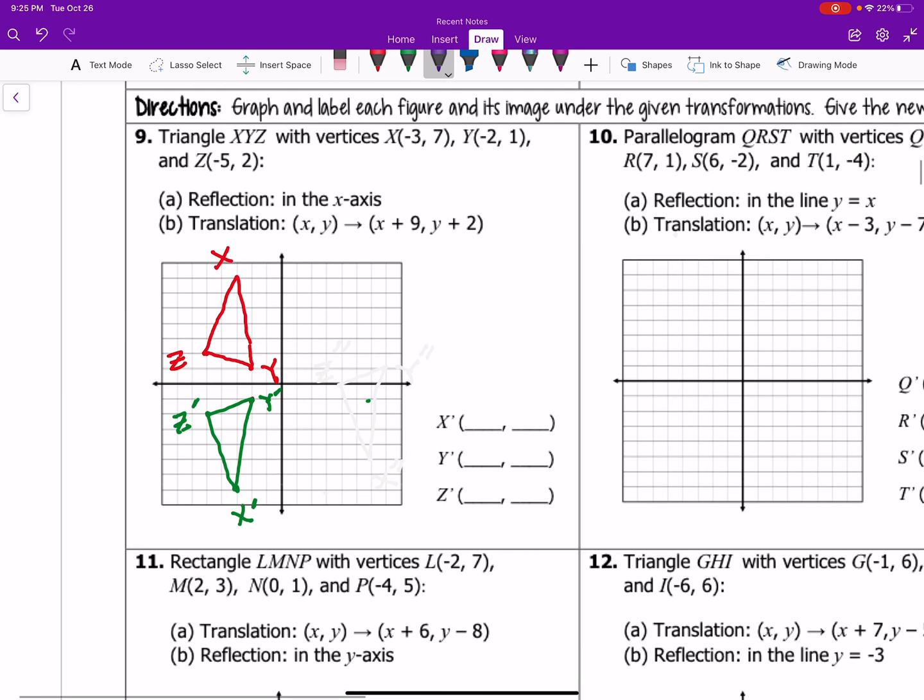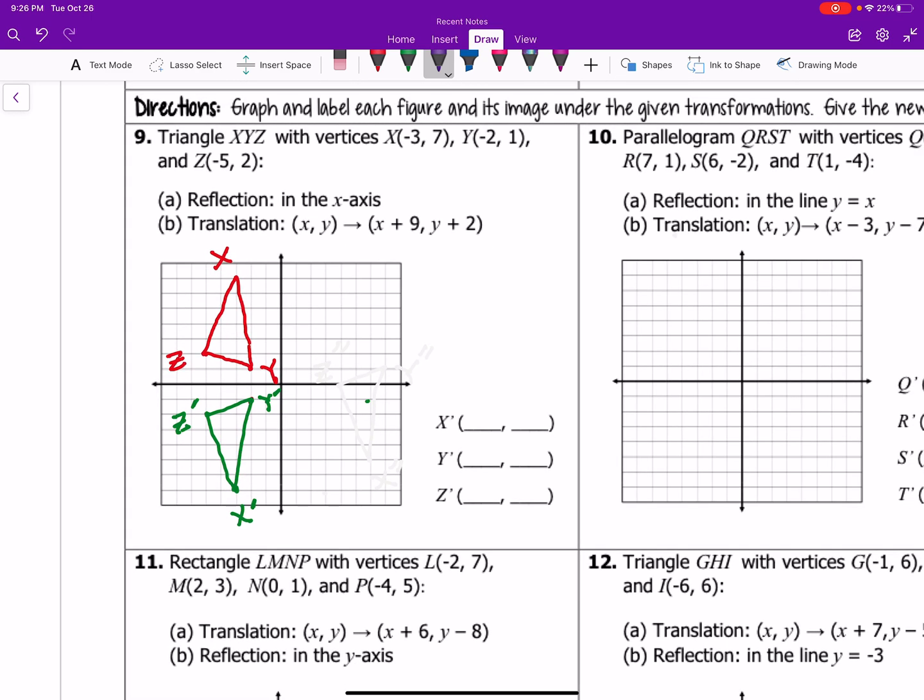So here is the thing. First let me work with this: we are given a triangle XYZ with vertices X (-3, 7), Y (-1, 2), and Z (-5, 2). Okay, so there's a reflection in the x-axis. So first let's draw the pre-image. So this is X, this is Y at -2, and Z is at -5 and 2. Okay, and that is reflected through the x-axis.